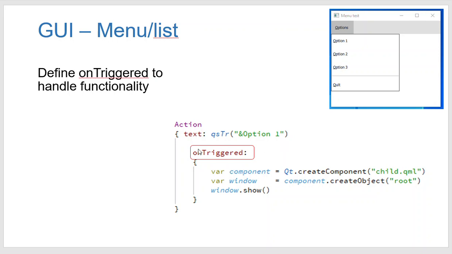So when we set an onTriggered event handler here, between these brackets we can create the functionality that we would like to happen when this option is chosen. Next, we would like to open a new window when we choose these options. So in onTriggered, there will be the code line which will open the new window.